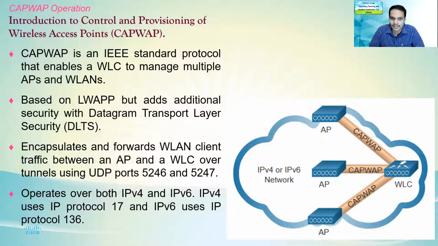Here it creates tunnels. It operates over both IPv4 and IPv6, where IPv4 uses IP protocol 17 and IPv6 uses IP protocol 136. CAPWAP is used by a WLC so that it can manage multiple access points and also the WLANs.